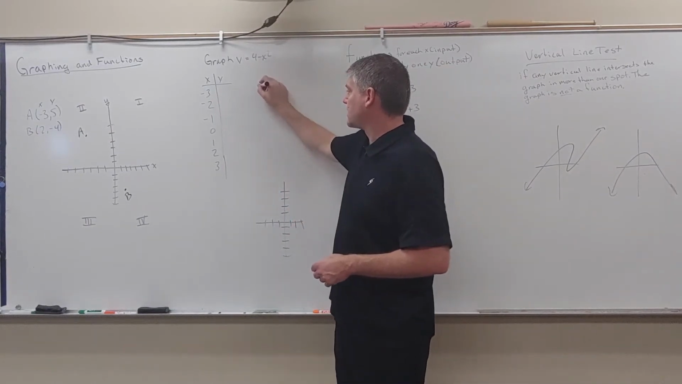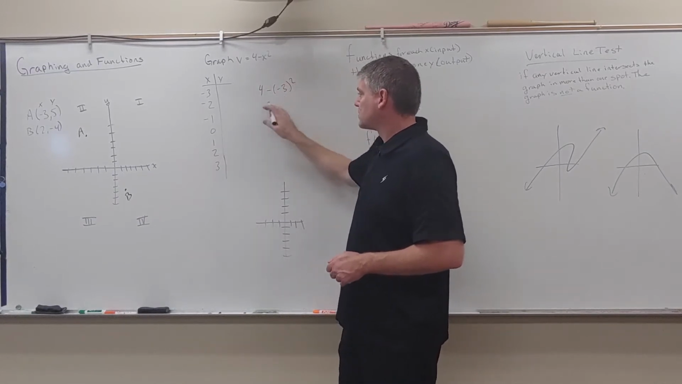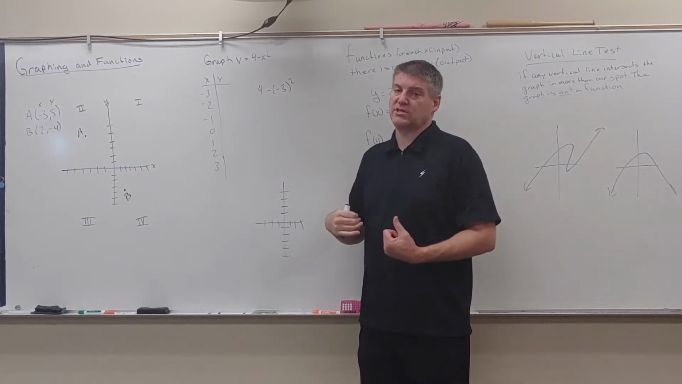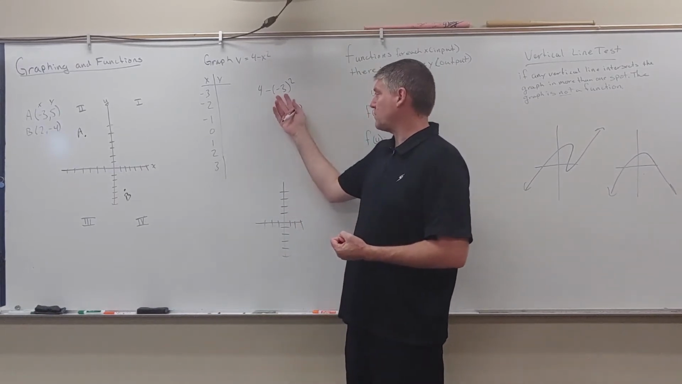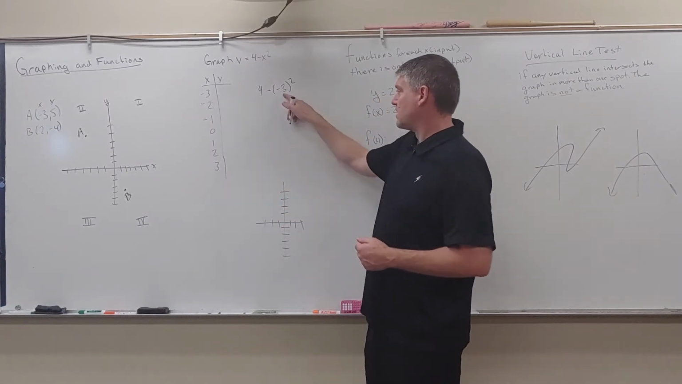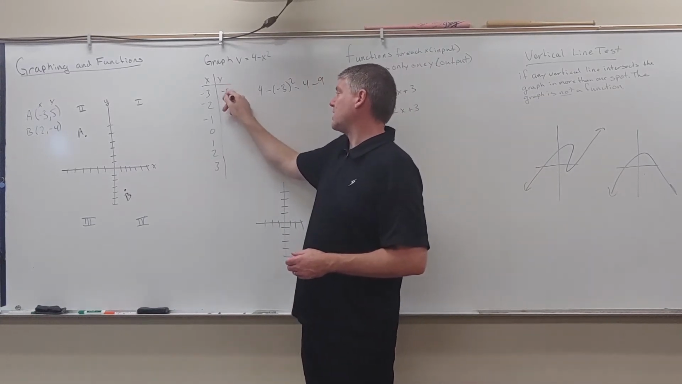And when we plug this in, this becomes 4 minus negative 3 squared. So anytime I square a negative, it's going to turn that to a positive. So if you're using a calculator, be careful, put parentheses around your negative and then square it so it gets positive. So this ends up becoming 4 minus 9, which is negative 5.